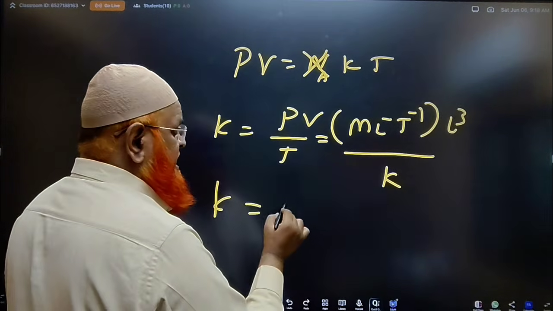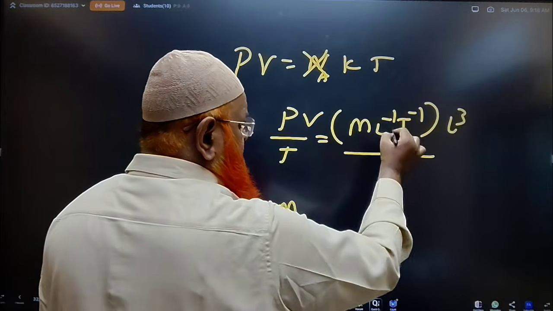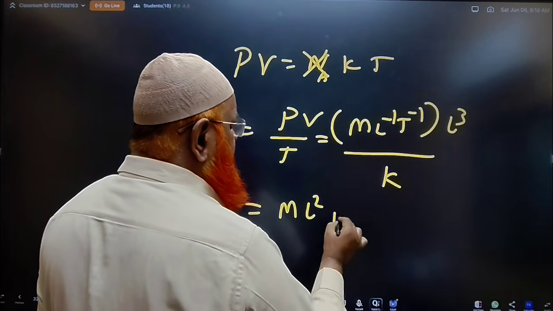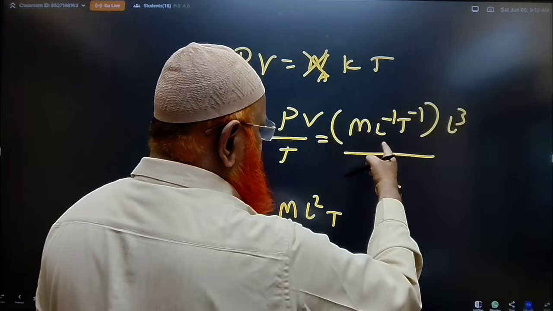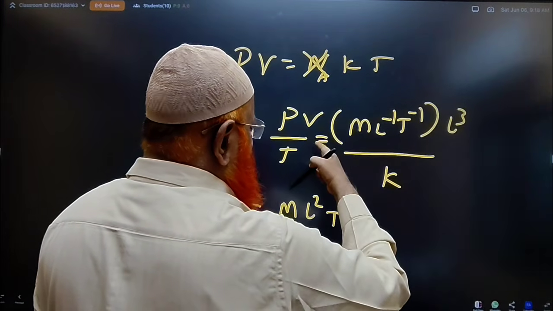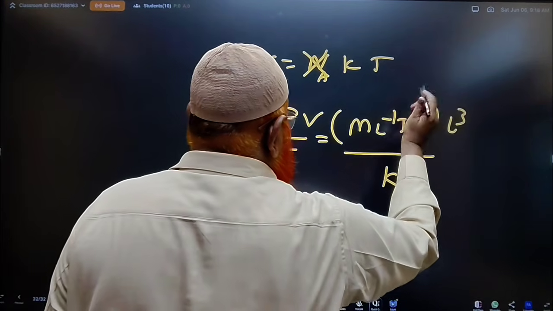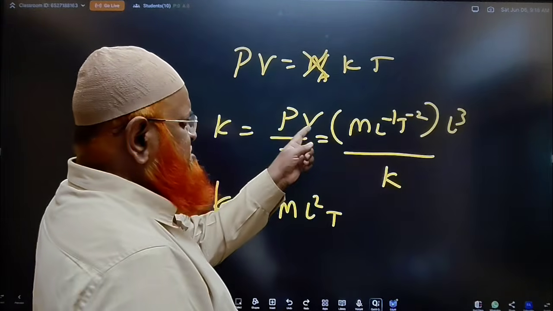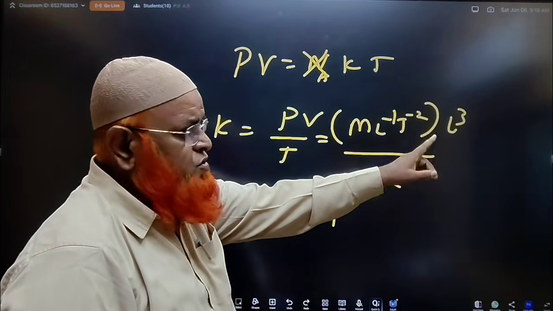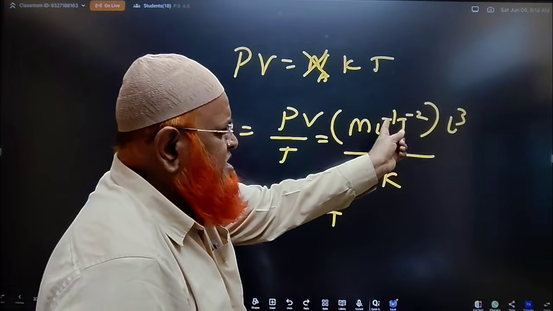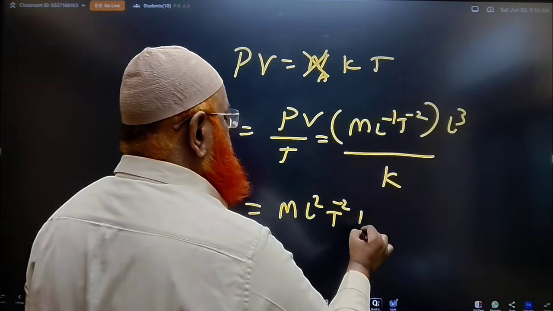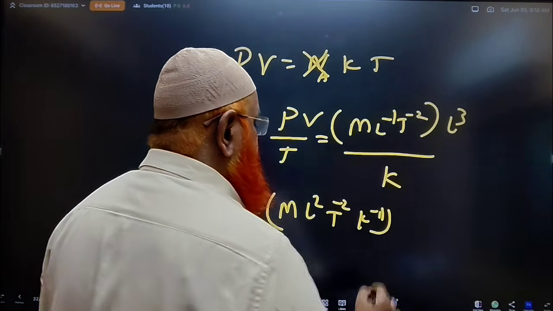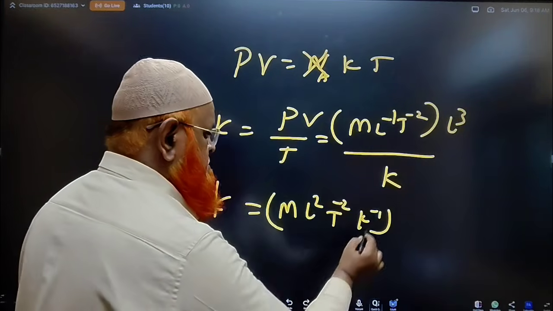Pressure is M L⁻¹ T⁻², volume is L³. Three minus one is two, so M L² T⁻², and K comes to the denominator, K⁻¹. Is it okay? Next.